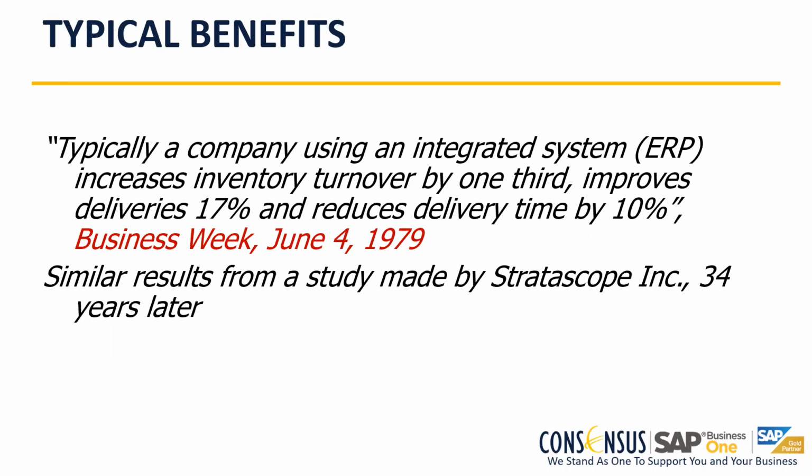Improving delivery 17% means less errors, less mistakes, more accuracy, and more up to date when meeting expectations of customers. And very important, reducing delivery time by about 10%. So these are some of the benefits that a customer implementing a system like ours gets. Stratascoping did the same type of survey 34 years later, and the results were very, very similar. And again, when we did this study ourselves with some of our customers, we actually got even better results than that.